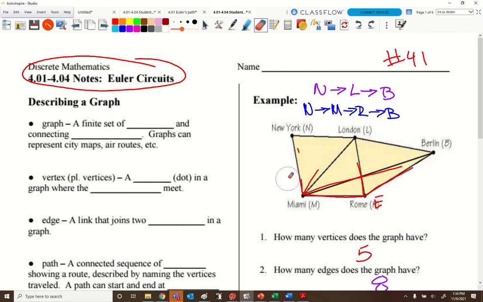We know this one was not a Euler's here. How many edges does New York have? 2. There's 2 there, right? Yeah. How many edges does London have? 3. 1, 2, 3, 4. Okay, there's 4 lines going into it. How many edges does Berlin have? 3. How many does Rome have? 3. How many does Miami have?